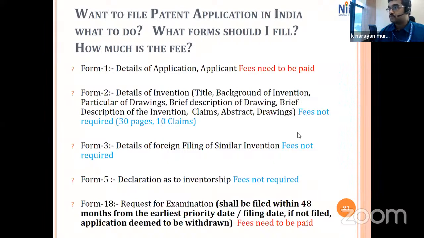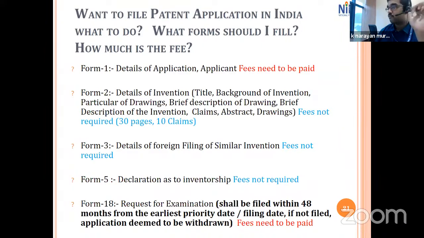Okay. So some patent application filing. There are multiple forms in the patent office, under the Patent Act. There will be a lot of patent forms, but you need not file all those forms. The forms required to apply for a patent are only three: Form 1, Form 2, and Form 18.